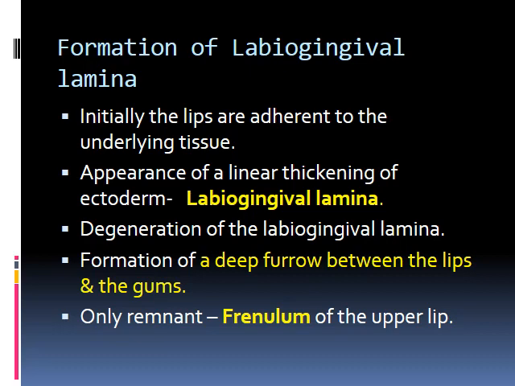This is how the lips are separated from the gums, and the only remnant of the labiogingival lamina is the frenulum of the upper lip. All of us have the frenulum, which connects the inner surface of the upper lip to the gum. So that is a remnant of the labiogingival lamina. There is no such remnant seen on the lower lip.